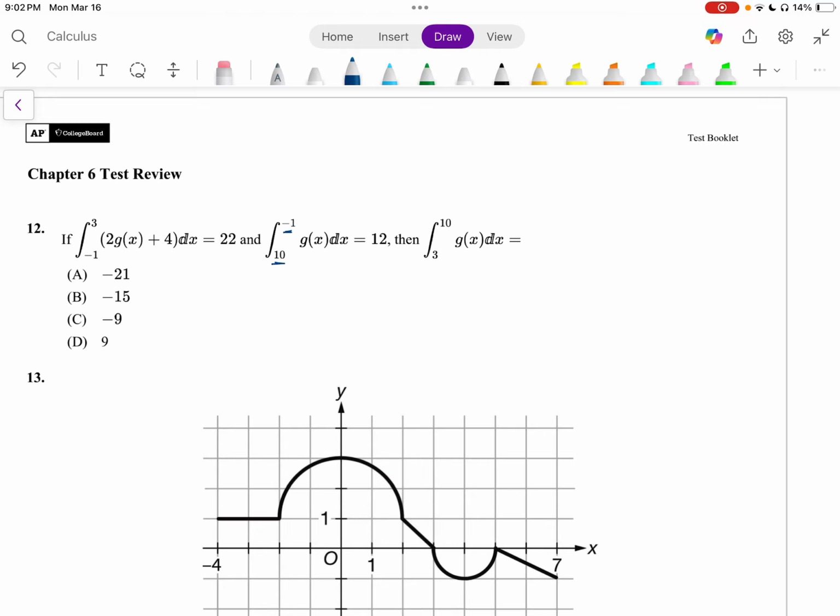All right, so we can see that this one is probably more helpful to go from -1 to 10 of g of x dx, which is going to equal -12, because if we switch the limits, it makes it the opposite, so -12. And so notice here, we want to find the integral from 3 to 10. Well, we have -1 to 10 here, and from -1 to 3 here.